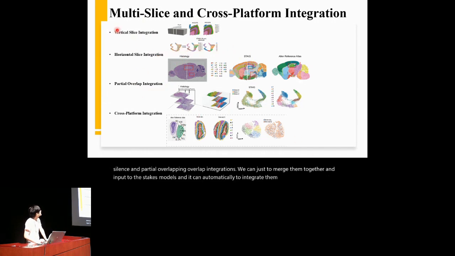And the most important thing is that not only on the same platform, STAIG also achieves cross-platform integration. For different platforms, we can also just put the data together and achieve a great integration. We can see in the UMAP that even across different platforms, the same tissues from the different platforms are well matched.